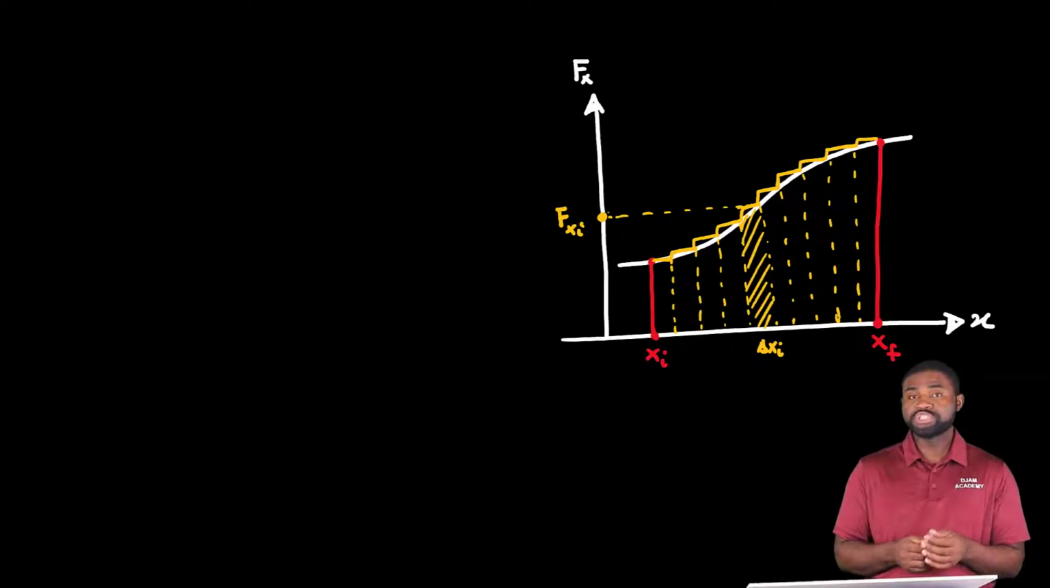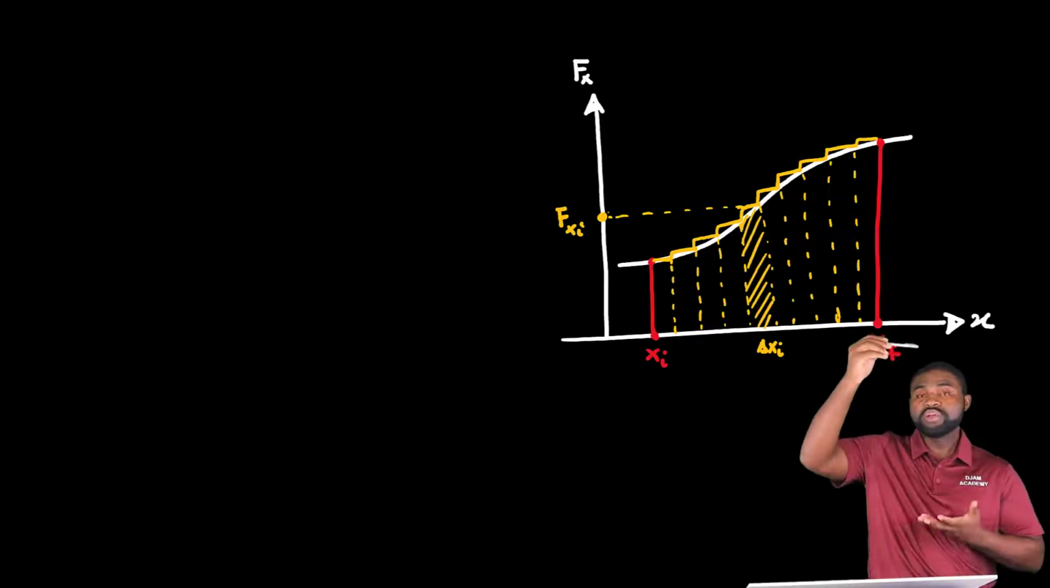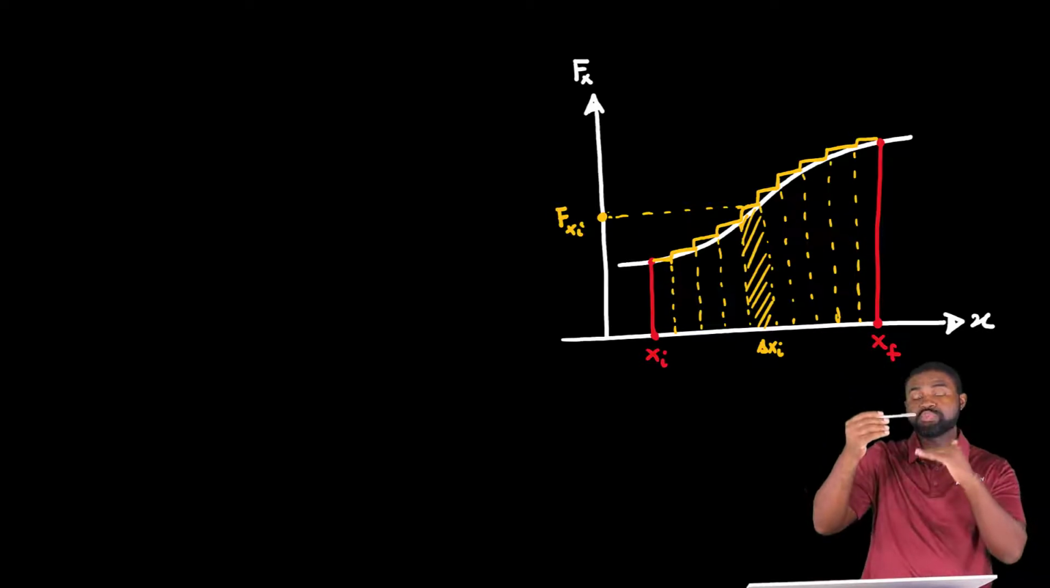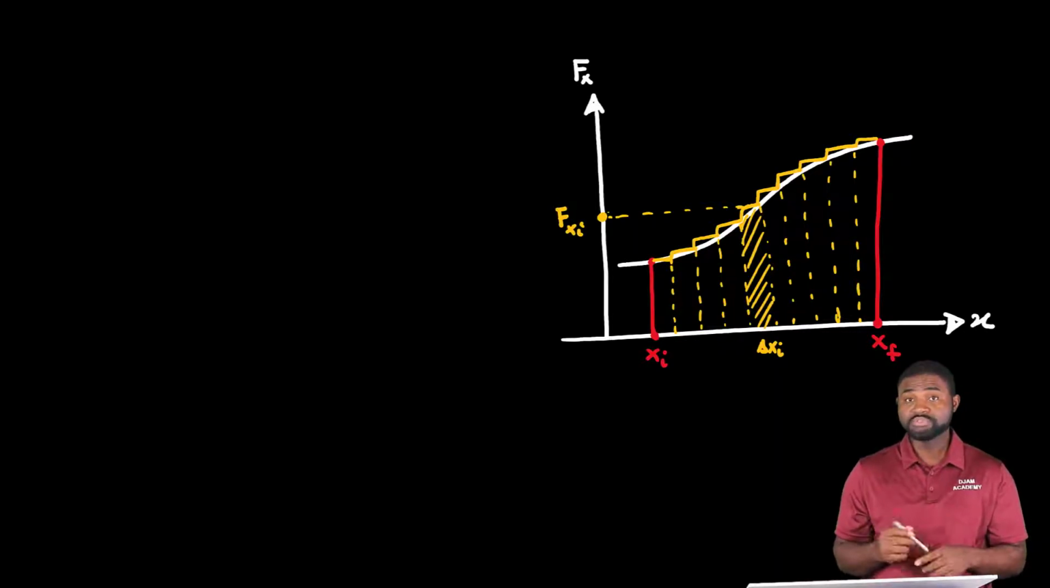If I shoot, maybe using a slingshot, a stone upwards, or throw something upwards, as the object goes up, the gravitational pull of the earth on the object changes with position. This is a good example of a position-dependent force. So the question is, how do we calculate the work done by this force? The trick is simple.